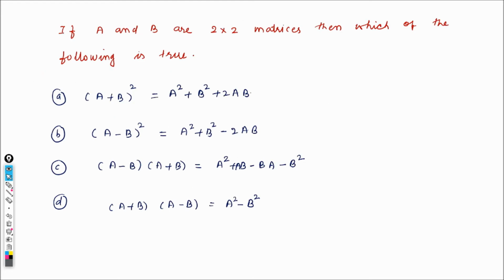Let's understand this here. If A and B are 2 by 2 matrices, then which of the following is true? Here, if we check A minus B into A plus B, let us multiply: A into A is A square, plus AB minus BA. We cannot cancel AB and minus BA because AB may or may not be equal to BA. So minus B into B is B square. So C will be our answer.